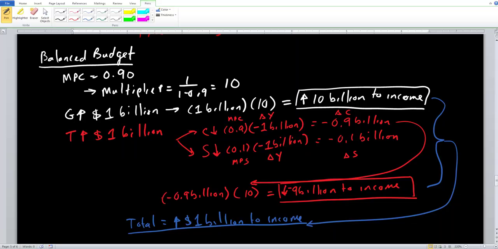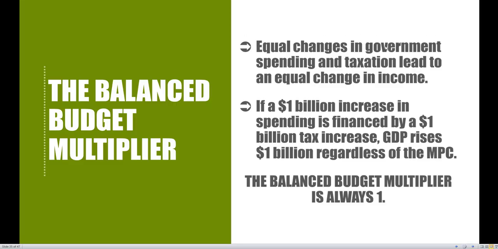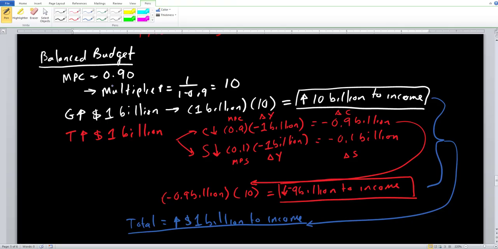So final conclusion, as we said before, equal changes in government spending and taxation will always lead to an equal change in income, and it doesn't really matter what our MPC is. We could easily change the MPC to 0.5, 0.25, and we'd actually get the same exact result. The only things that would change would be what happens in the boxes right here. So the change in our incomes would be a little bit different, but the total, the ending solution, would be exactly what we have right here.